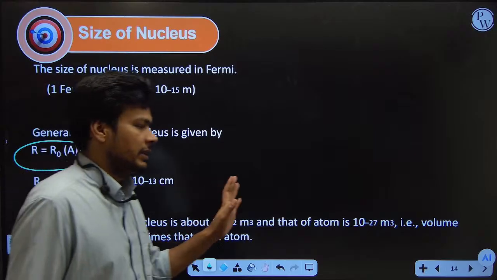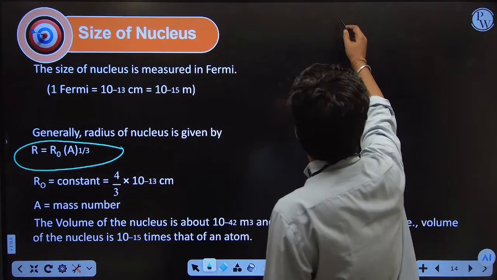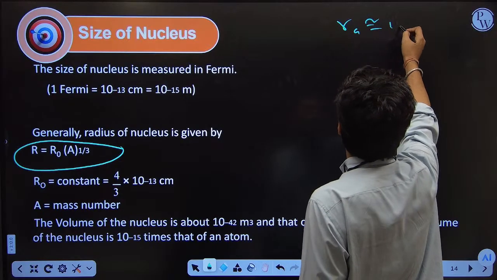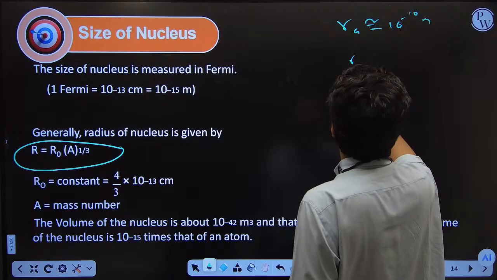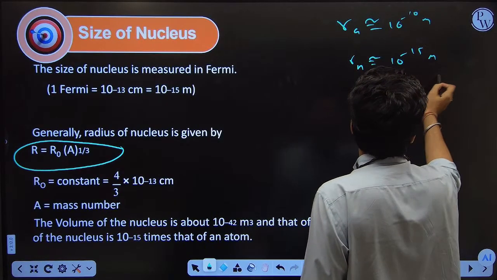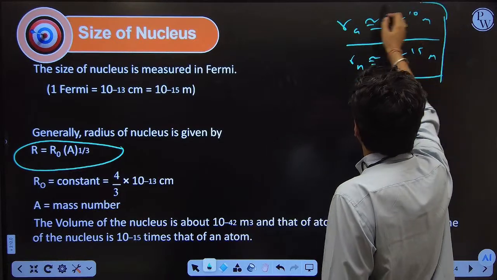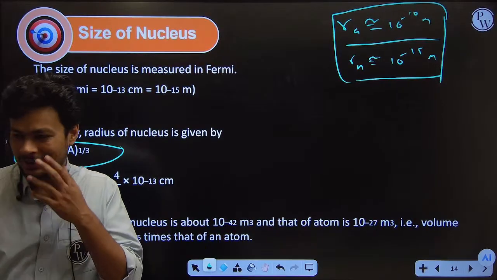So the rough radius of the atom is turning out to be approximately how much? 10 to the power minus 10 meters. The radius of the nucleus is turning out to be how much? 10 to the power minus 15 meters. Can you guess how big of a difference that would be?